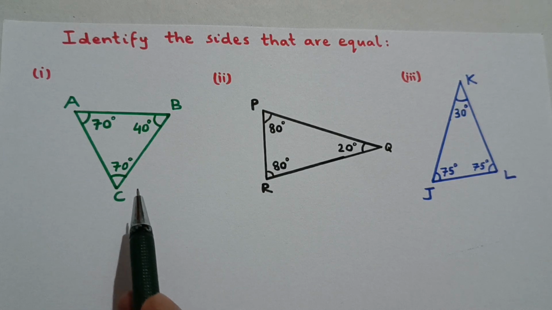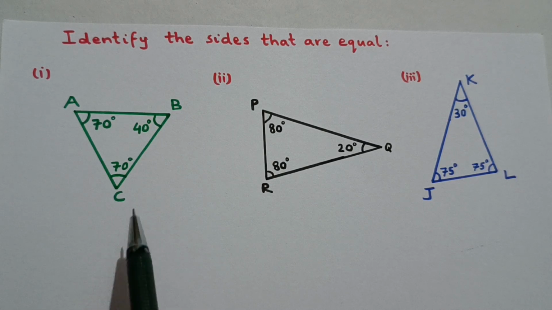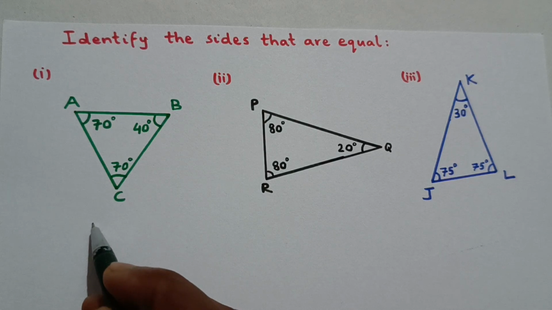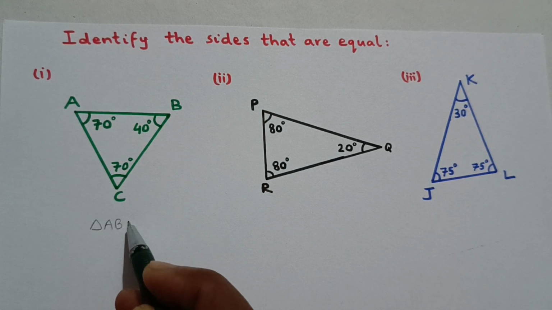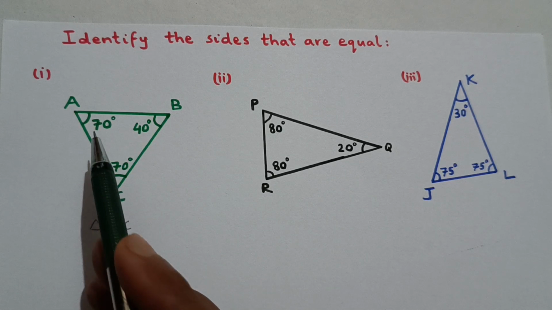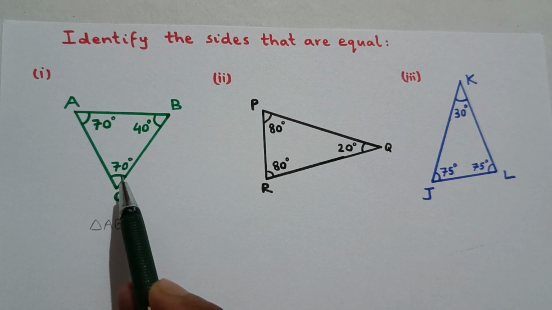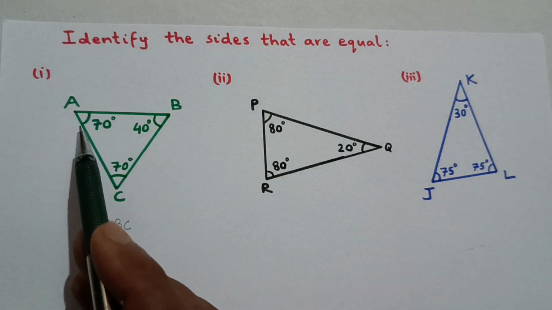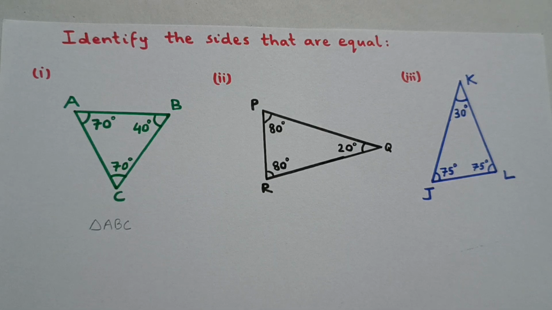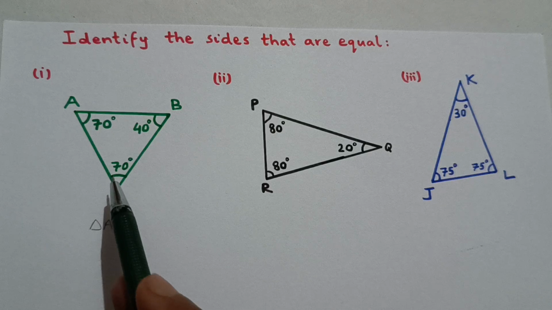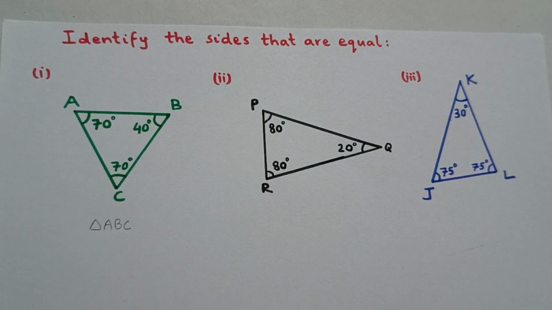Now here we have been given a triangle. So let us call this triangle ABC. So triangle ABC. Now we have been given the measure of all the three angles of the triangle ABC. So angle A is 70 degrees, angle B is 40 degrees and angle C is 70 degrees.